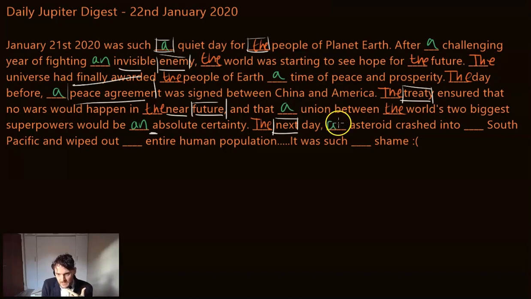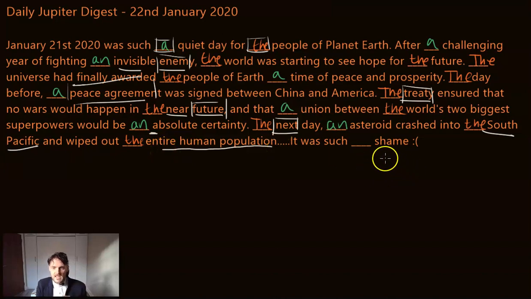an asteroid. Okay, an asteroid is a rock that shoots through space. Okay, it killed all the dinosaurs. Okay, it fell to Earth. An asteroid. Asteroid, singular countable noun. Have we mentioned it already? No. An asteroid crashed into the South Pacific and wiped out the entire human population. Okay, only one South Pacific and only one human population. It was such a shame.